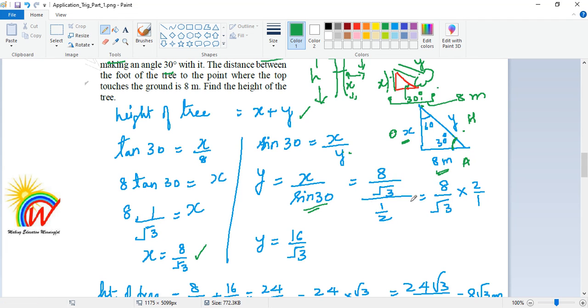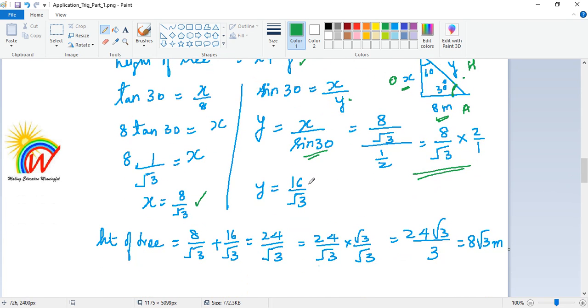This is just a simple calculation which you have learned in your 6th, 7th grade. It's just like how to divide the rational numbers, that's it. So you've got the x and y separately. I just have to add them. 8 by root 3 plus 16 by root 3 is 24 by root 3. Or I can just do 24 by root 3 into root 3 by root 3, because I don't want to leave the answer with the root 3 at the bottom. So I get 24 root 3 over 3, which is 8 root 3 meters. Okay, so this is the answer.